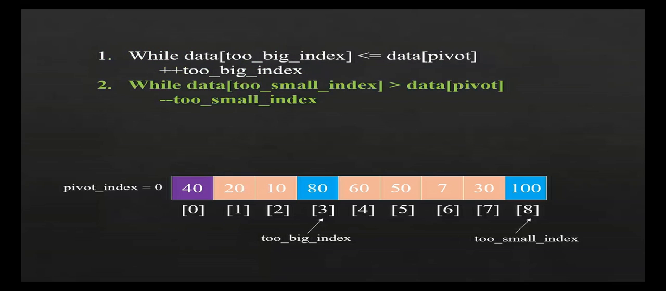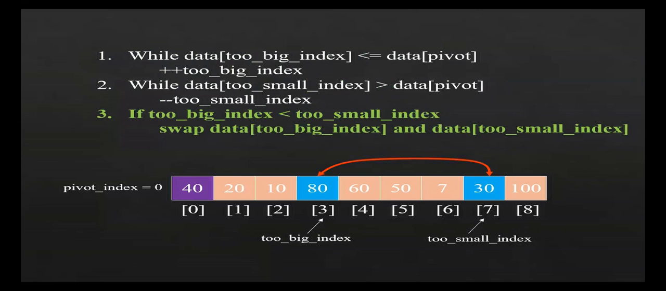Now we'll traverse from right to left, because we said we will make two traversals, one from left to right and another from right to left. In the right traversal, we go from right to left until we find a smaller element. So 100 compared with 40 is still bigger, so we can traverse. Now 30 is smaller than 40, so it stops, because 30 is smaller than the pivot element.